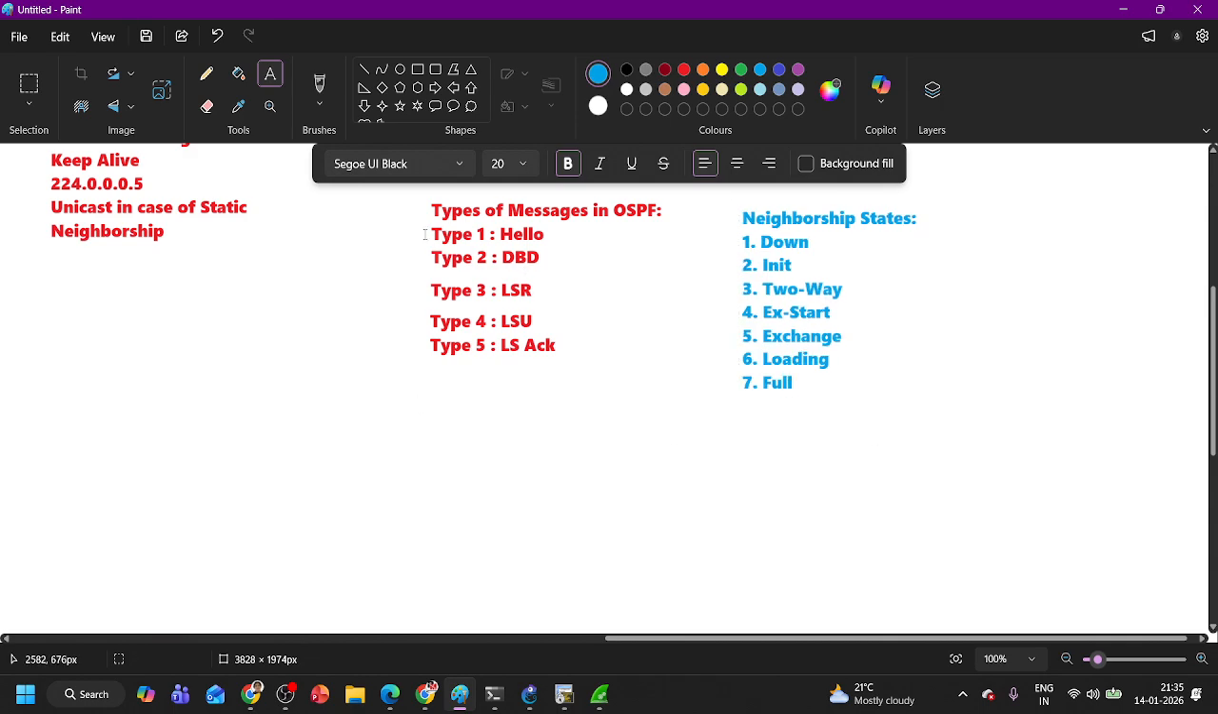See, your first message, the hello message. The router sends hello messages in all the states except down state. The router can send hello messages from init to full, in any state. But these other messages will be sent in specific states. One minute.